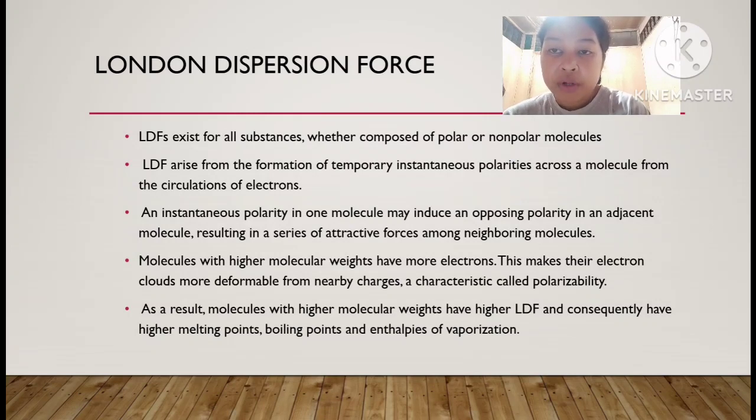Molecules with higher molecular weight have more electrons. These make their electron clouds more deformable from nearby charges, a characteristic called polarizability.